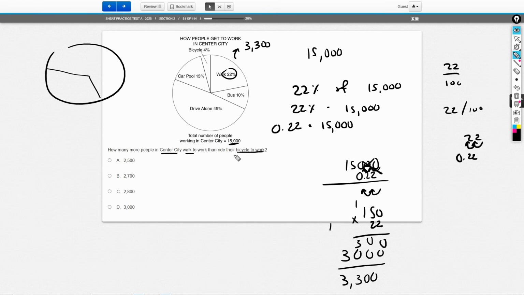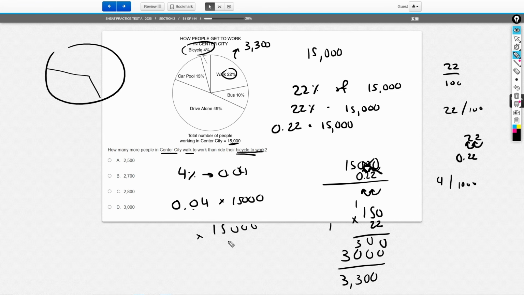Now, we're comparing this to how many people bike to work. So people that bike to work, that's 4%. And remember, we're doing the same thing. We're finding 4% of 15,000. So 4% is 0.04. How do I do that? 4 divided by 100. And now I just do 0.04 times 15,000, and I do the same trick, right? I'm going to have to move the decimal point 2 units to the left to get 150 times 4. Now, 600 people bike to work.